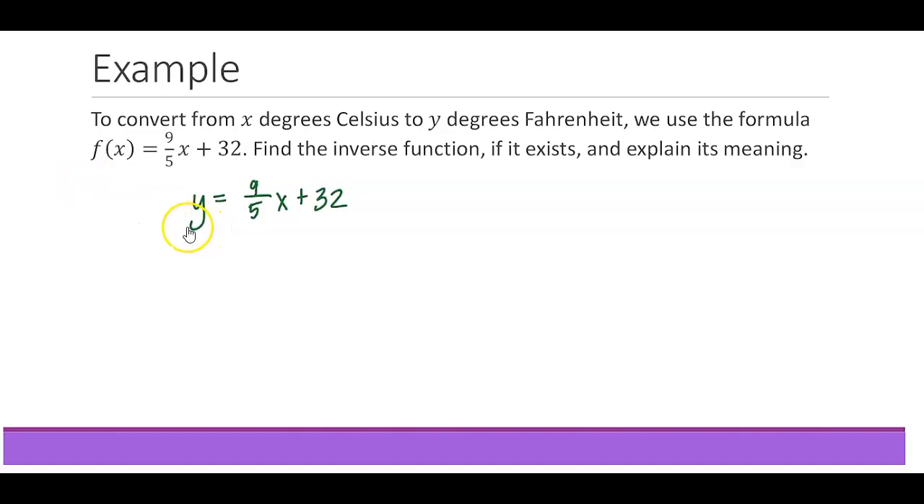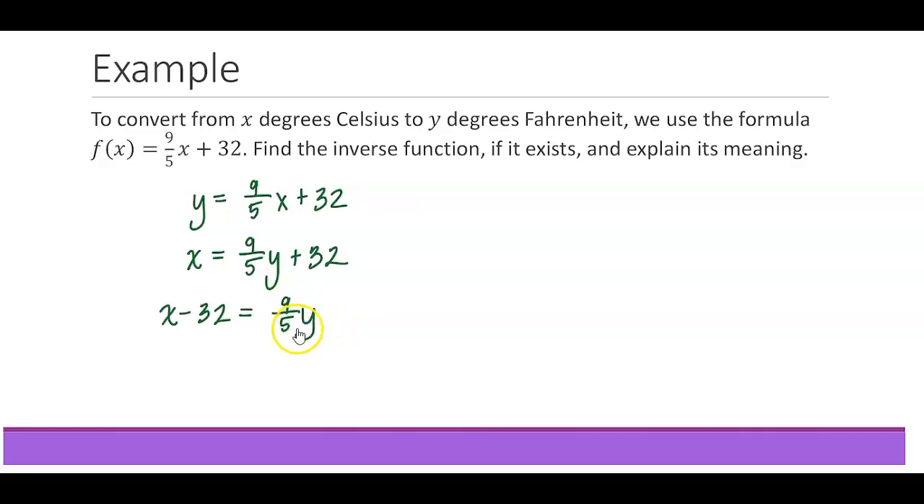And then the second step is to switch the x's and y's. So y becomes an x. So I have x equals 9 over 5 times y plus 32. And then I try to solve for y now that it's on the other side of the equation. I'm going to subtract 32 to the other side. So x minus 32 equals 9 over 5 times y. And then I have to get y by itself.